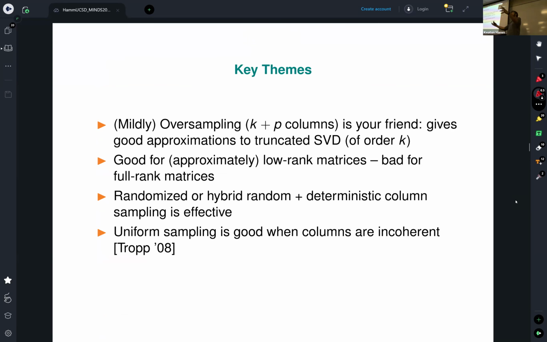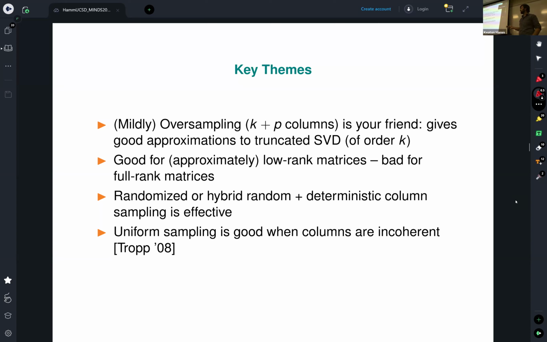So here are just some themes in the area. The literature at this point is now fairly mature. Some of the key takeaways from a lot of research by a lot of people over the decades is that I typically want to mildly oversample columns. So if I want to approximate the SVD of a matrix of order K, then often I will have to have some oversampling factor where I sample K plus something that's hopefully small. And it turns out that in many instances you can quantify this, and it does a really good job of recovering the SVD. It's good for approximately low rank matrices. Of course, if I have a truly full rank matrix, this is not going to give you a very good approximation, but in that case, other techniques will suffer as well.